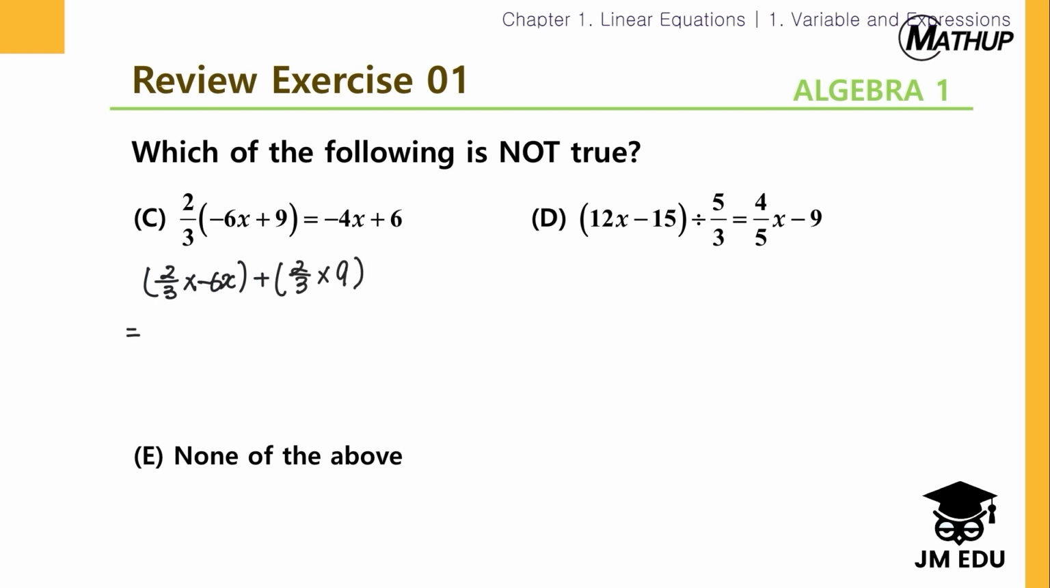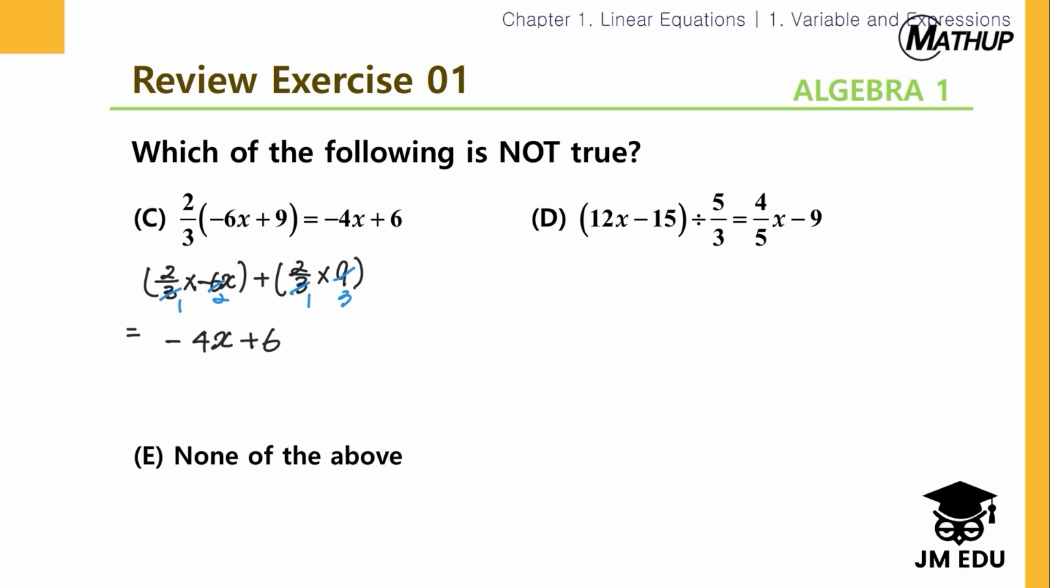So that is equal to, here 3 times 1 is 3, 3 times 2 is 6. 3 times 1, 3, 3 times 3 is equal to 9. So 2 over 1, which is 2, 2 times negative 2x, that's negative 4x, plus 2 times 3, that's 6. So C is also true. So let's try D now.